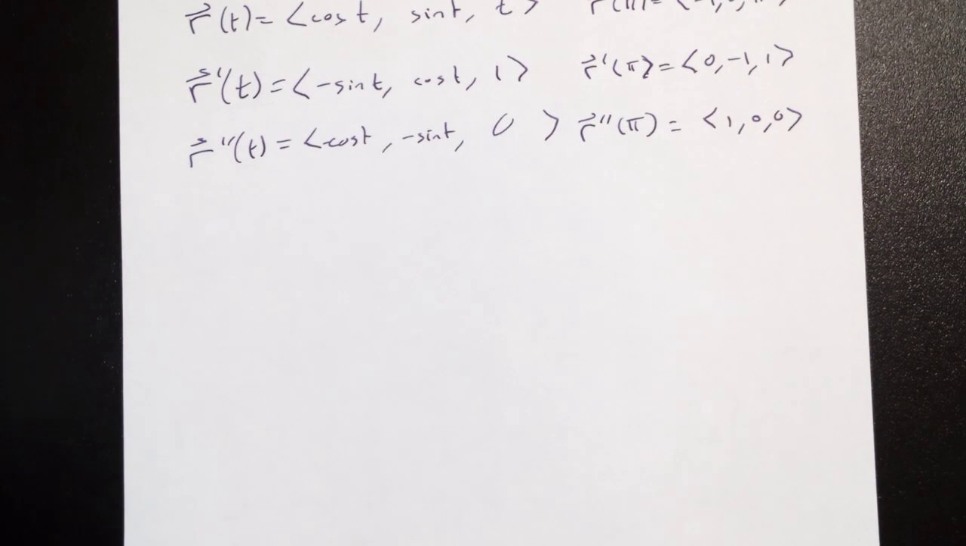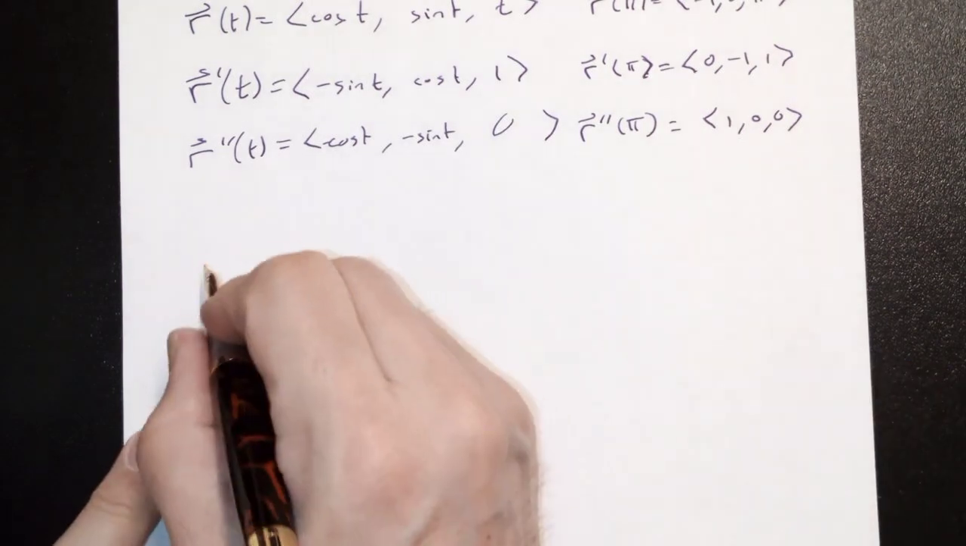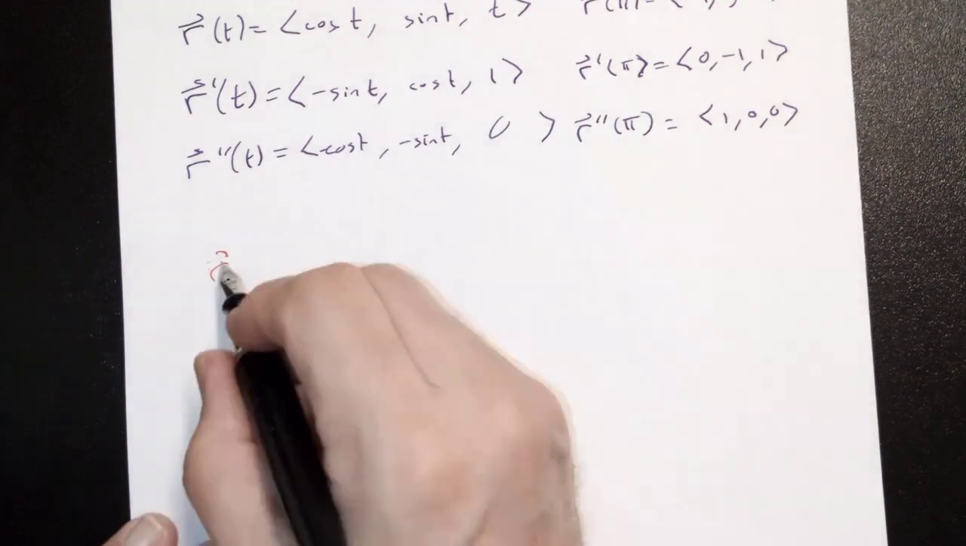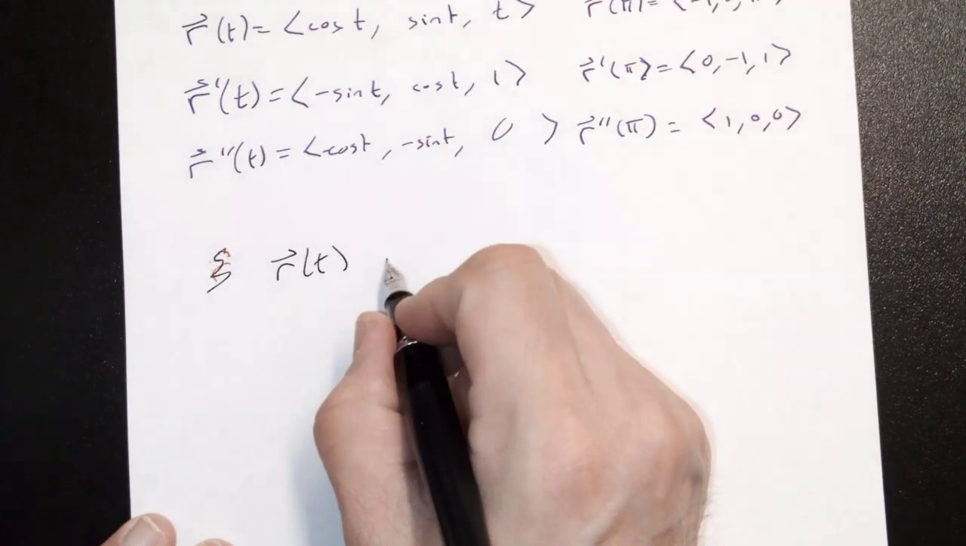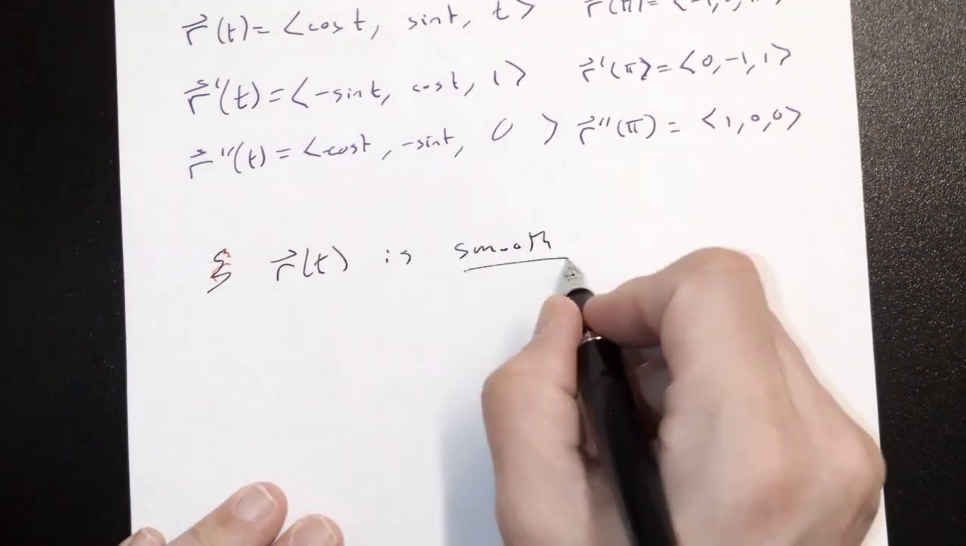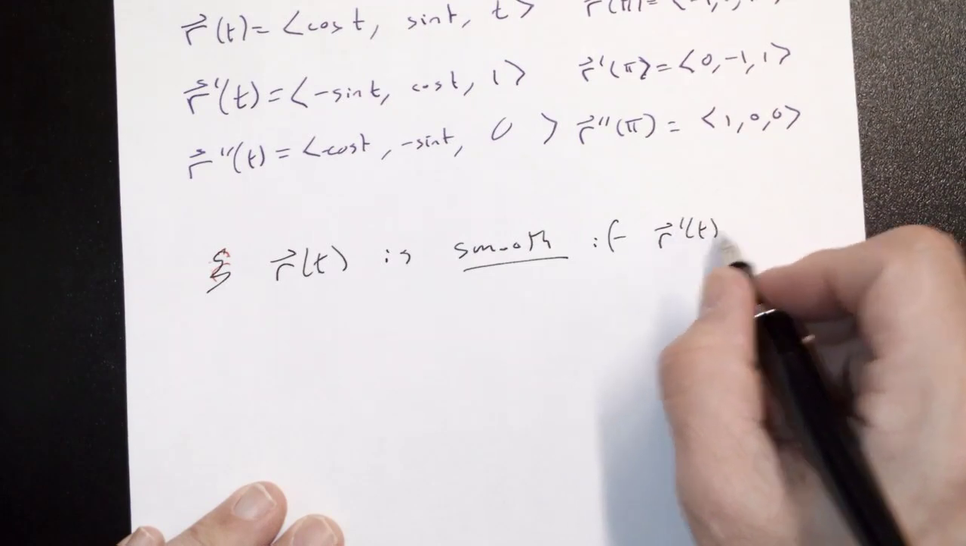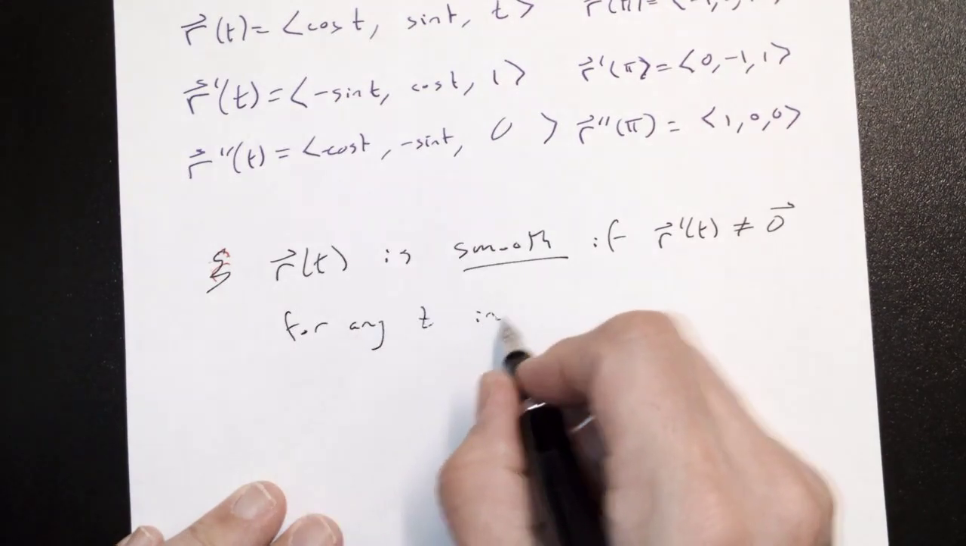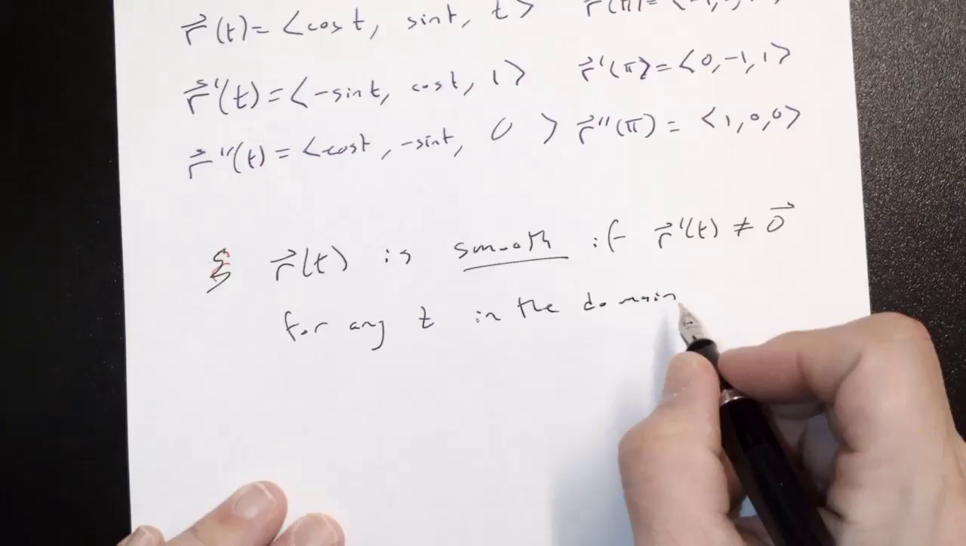Wait, that statement is false. What vector has no direction? The 0 vector. So if my derivative is 0, not just 0 in one spot, but all 0 anywhere, then I have a problem. So I'm going to say that my function r of t is smooth if r prime of t is not equal to 0 for any t in the domain.